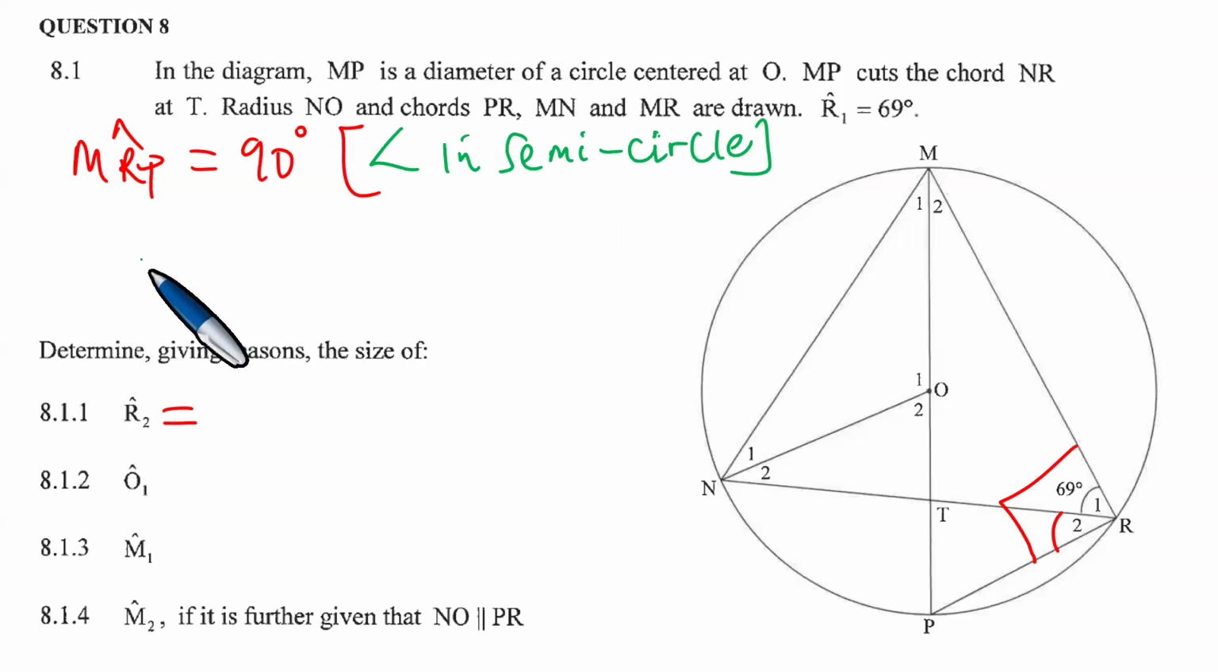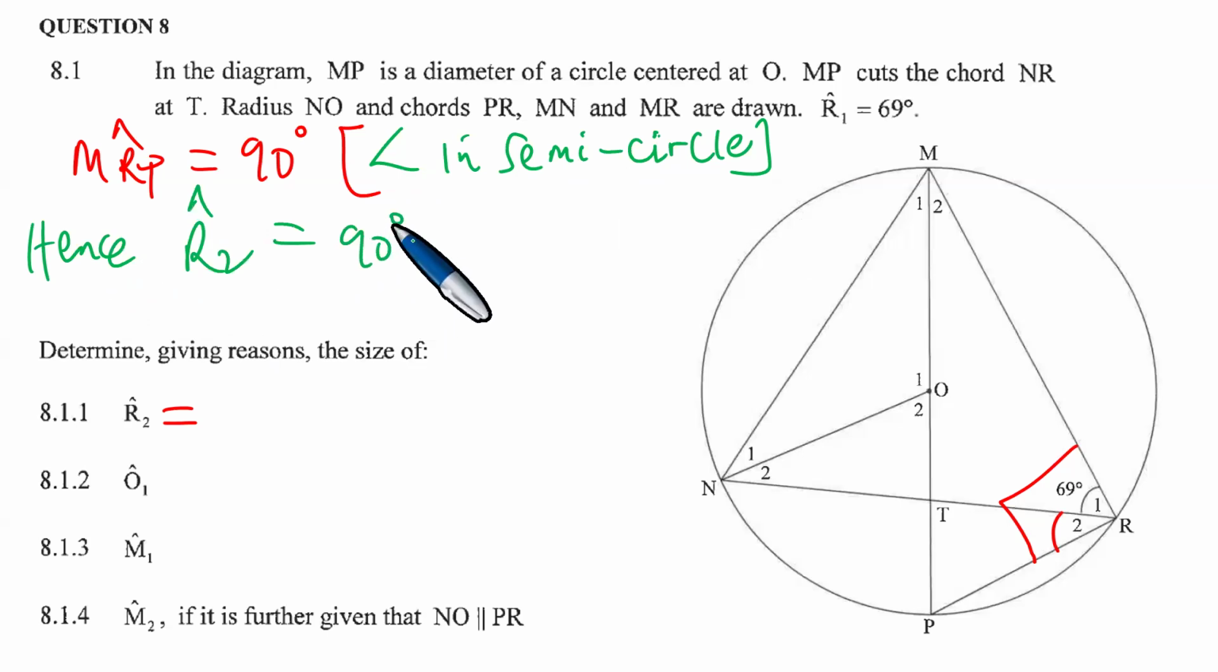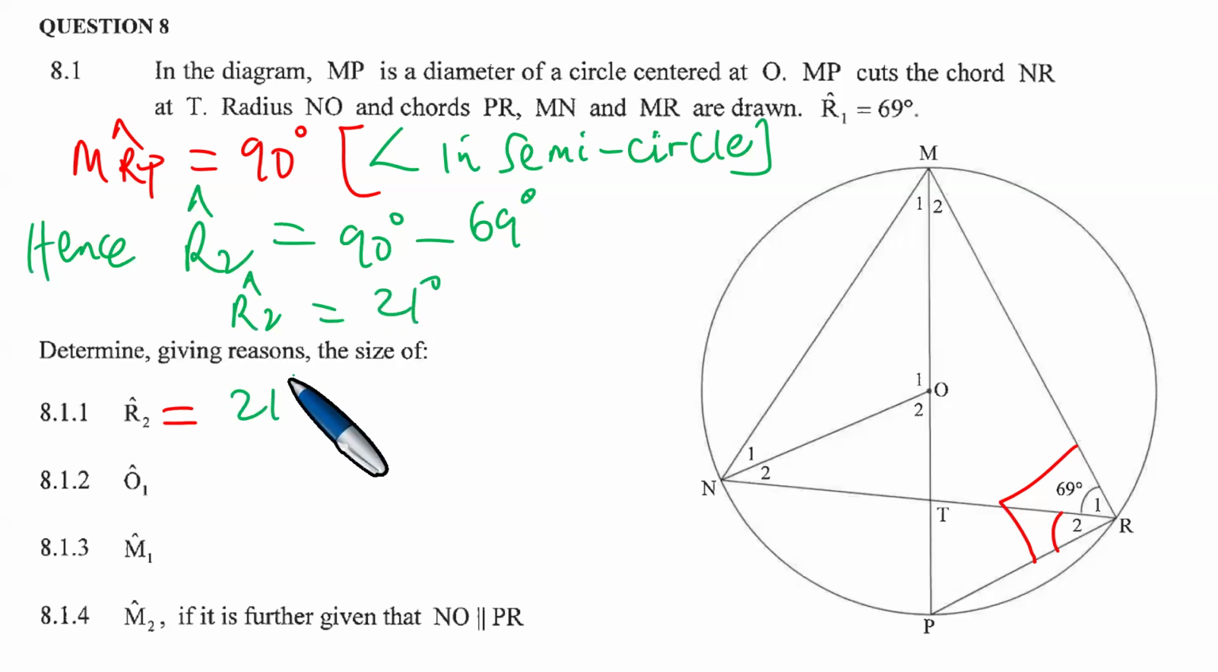Angle in semicircle. And we're able to then say, hence, the angle R2 is 90 degrees minus 69 degrees. So that the angle R2, as it is wanted, is 21 degrees.